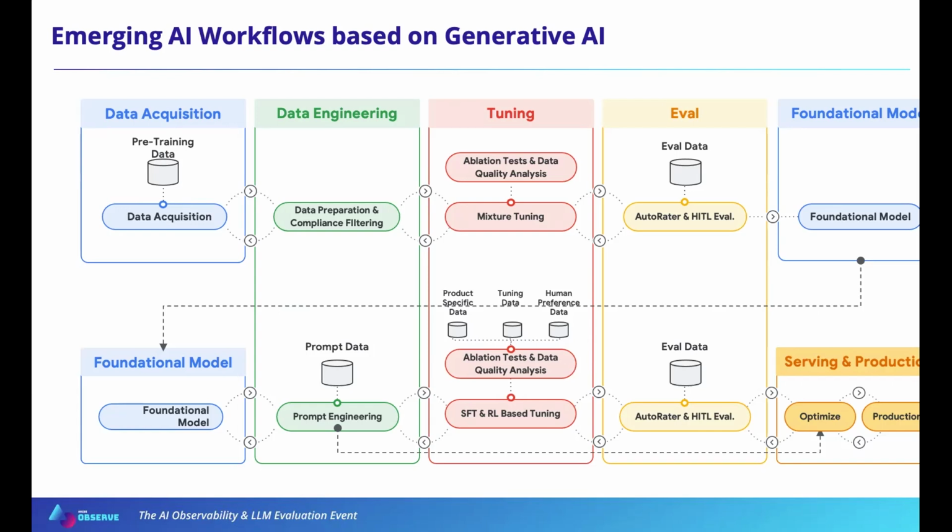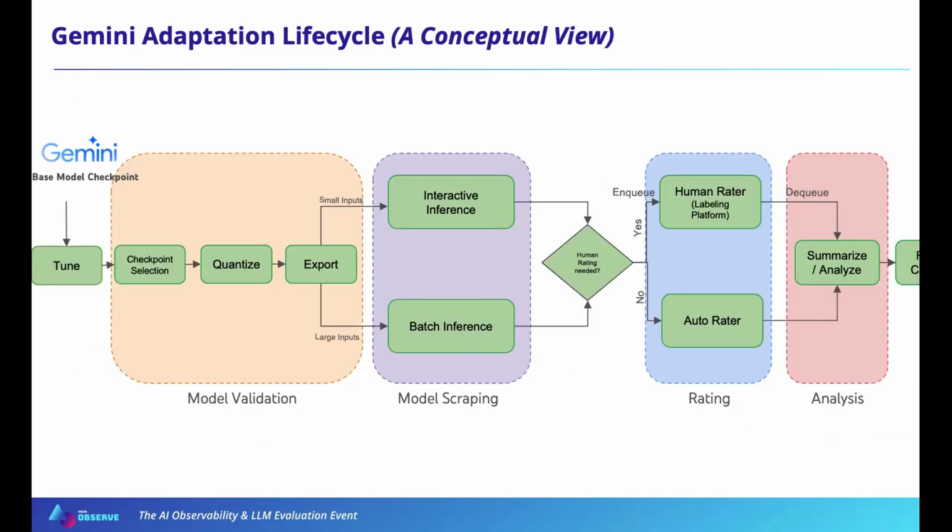And the typical workflow there is to start with prompt engineering. And if that's good, it goes to production. If that's not enough, then users start to take their product specific data or the human preferences they got from their specific products and start building SFT or RL, reinforcement learning based tuning, and then run either human in the loop or auto evals, and then finally optimize and push it to production. So this has been an emerging workflow that we see across different teams.